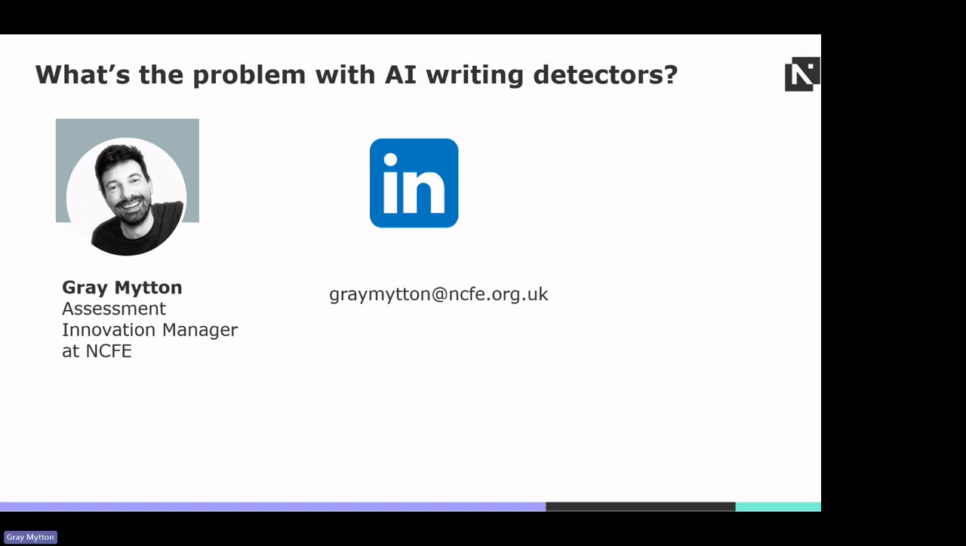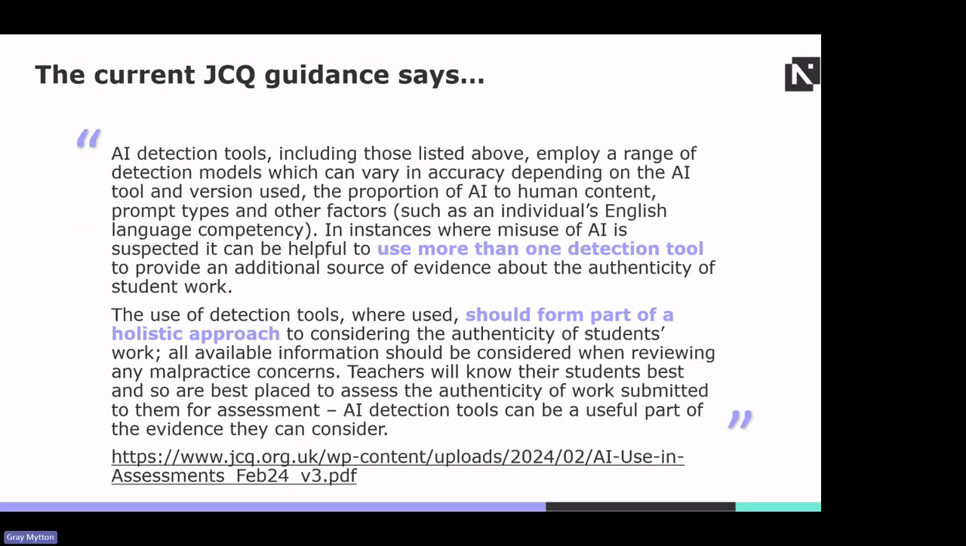Okay, so this session has come from the decision by JCQ to include writing detectors in their advice and guidance for you when it comes to understanding AI use and misuse. I've just copied the relevant bits of the guidance on the screen here, and you can see that there's two elements I wanted to draw your attention to that JCQ say. The first is that you can use writing detector tools, and they certainly advise us to do so.